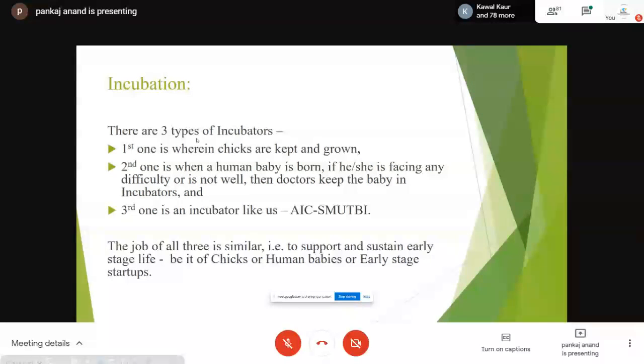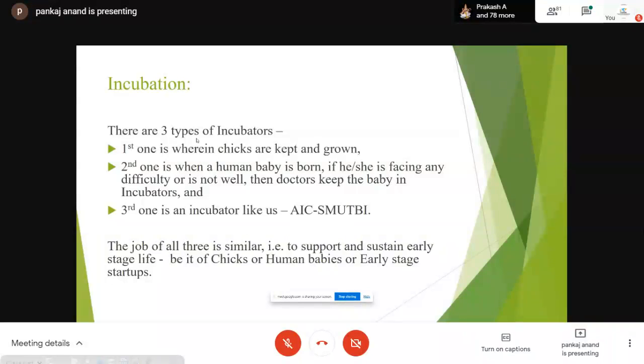And the third one is an incubator like us, that is AIC SME TBI. The job of all three is similar: to support and sustain early stage life, be it chicks, human beings, or early stage startups. So we support early stage startups and train them. We help them figure out all the things that I spoke about. We help them go into the market, get to the investors, and get investment.